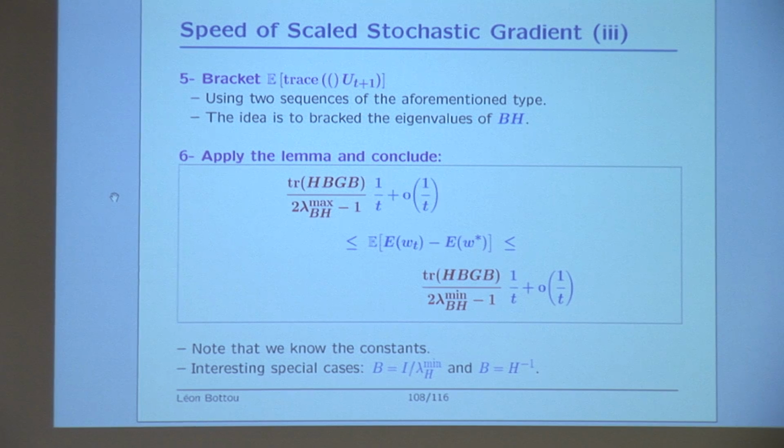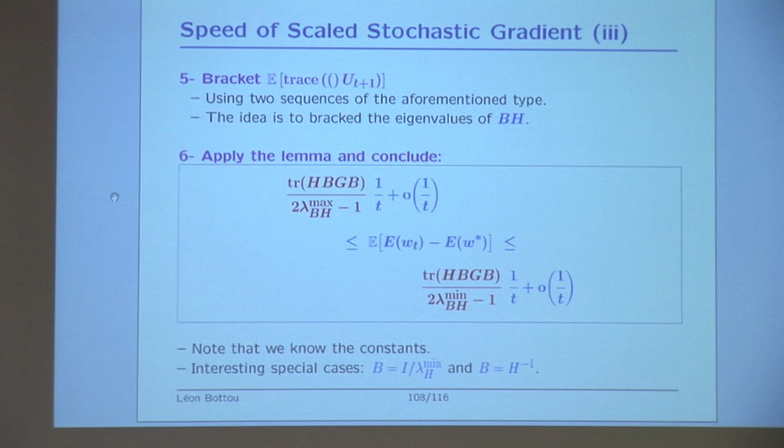And there are two interesting cases. If B equals H minus 1, so basically you do a Newton algorithm, or the scaling term Bt tends to H minus 1, which is what you have for the W star, these two constants are the same. That means that in that case, you know precisely the convergence rate and the constant.